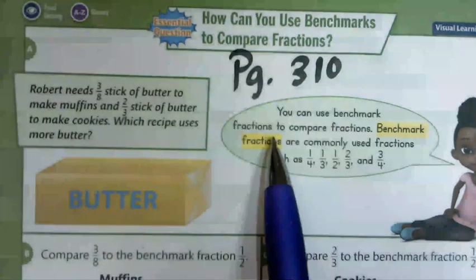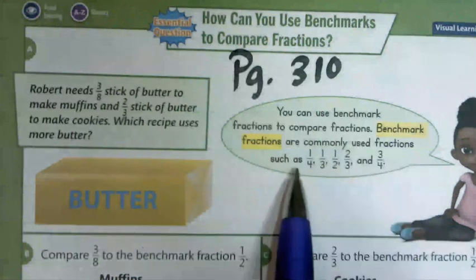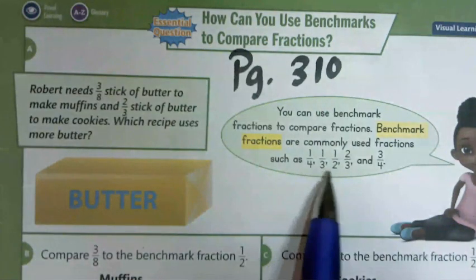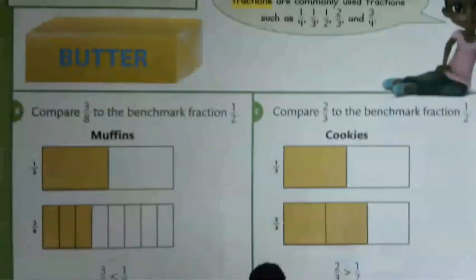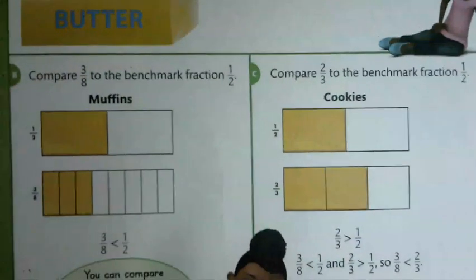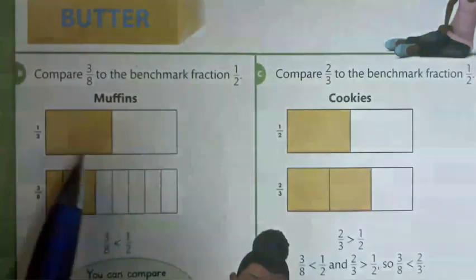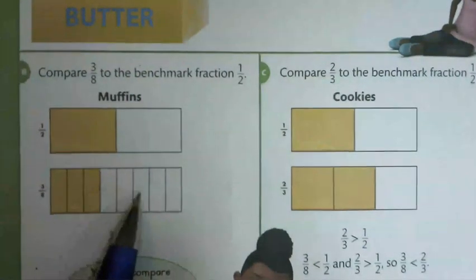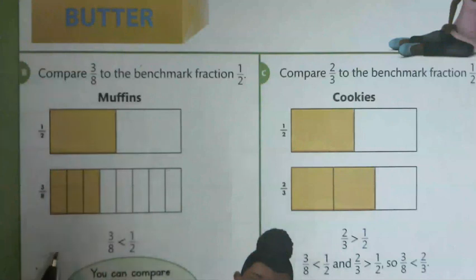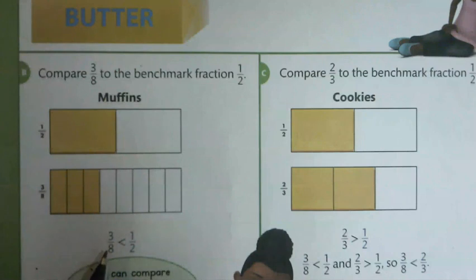And it says you can use benchmark fractions to compare fractions. Benchmark fractions are commonly used fractions like 1/4, 1/3, 1/2, 2/3, and 3/4. All right. So in box B, it says compare 3/8 to the benchmark fraction of 1/2. So here's 1/2. And down here, we've got our eighths 1, 2, 3, 4, 5, 6, 7, 8. 3 of them are colored in. Which is greater? Well, the 1/2 is greater. So 3/8 is less than 1/2.